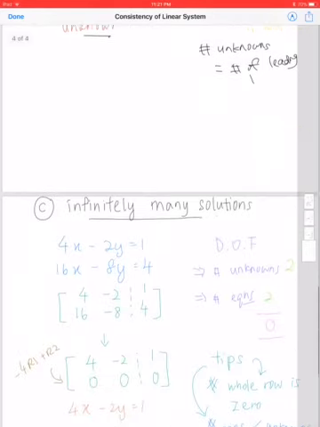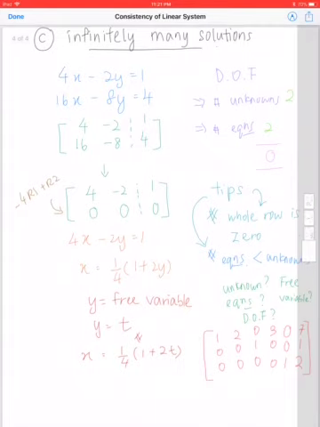Now let's move on to the next one, infinitely many solutions. This is our system of linear equations, and you put it into the augmented form, and I want to get rid of the second row. So I multiply the first row with -4 and then add it to the second row. So you get 0, 0 here. And this indicates that you have 4x minus 2y equals 1.